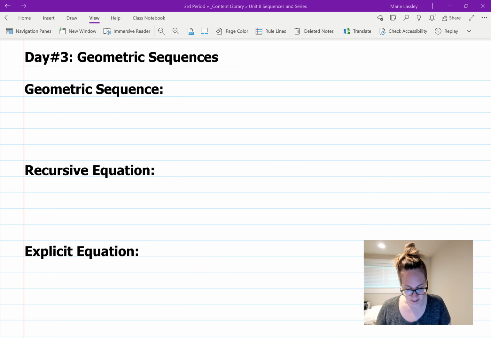So, like I said, first things first, we need to figure out what is a geometric sequence. This is a sequence where, to go from one term to the next in your sequence, you are multiplying by the same number.